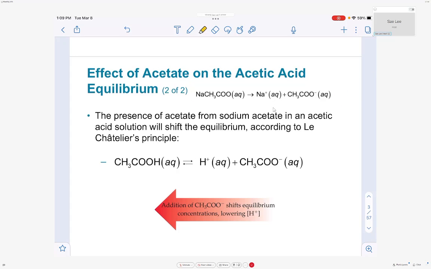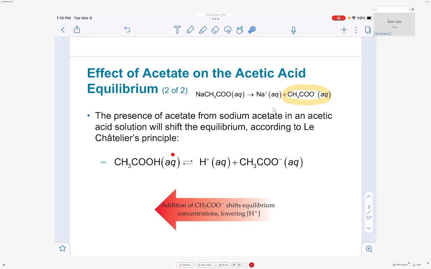So due to the complete ionization of sodium acetate, which increases the acetate anion concentration within the system, the equilibrium concentration of acetic acid dissociation equation is going to be shifted. So which direction this equation is going to be shifted?